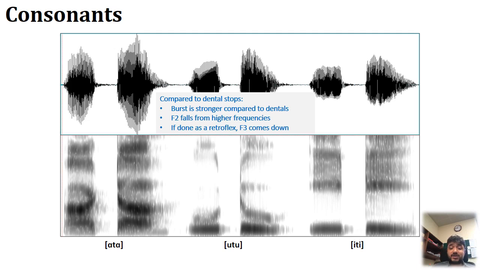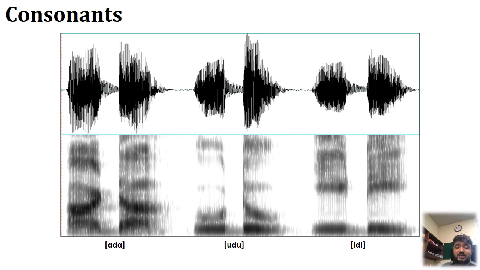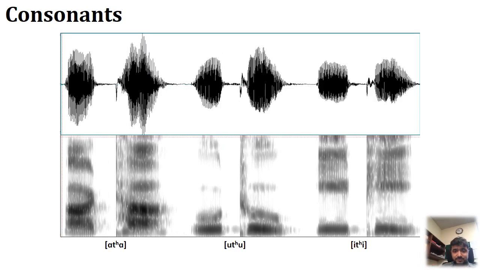F2 falls from higher frequencies. If done as a retroflex, F3 comes down, as we just said. You see Adda, Udu, Ed. Again, figure out the same things. You have the voicing, you have the closure, you have the burst, you have the F1 going up and coming down, and F2 going up and coming down, and F1 going down and coming up out of the closures.